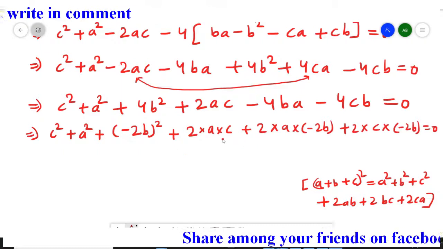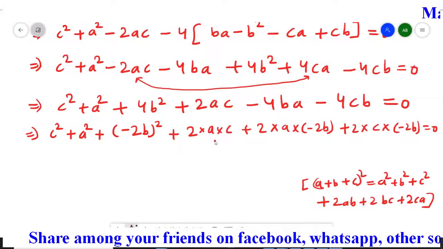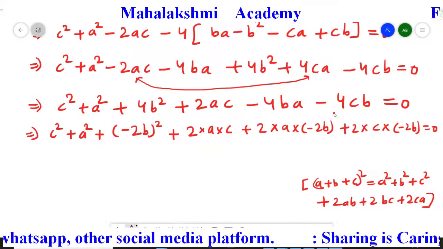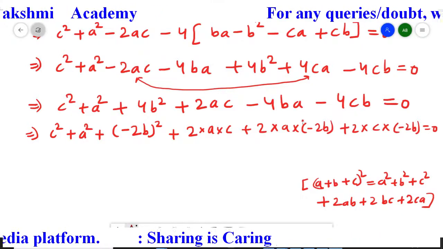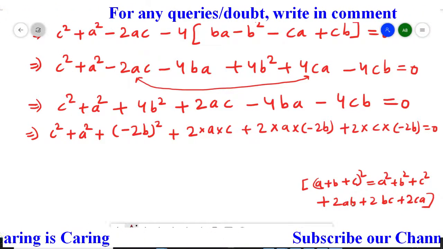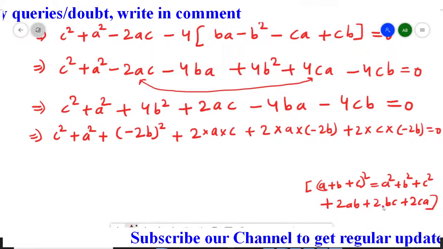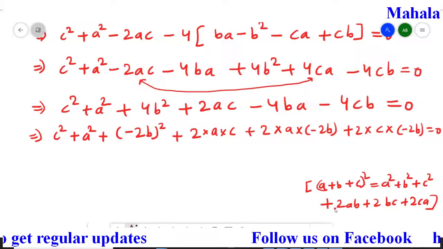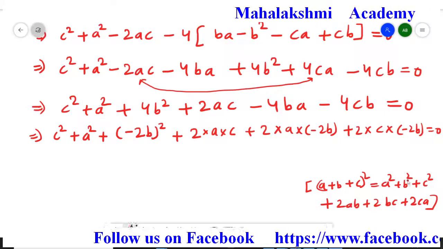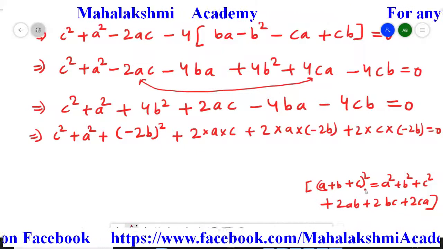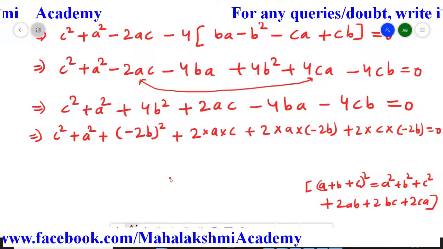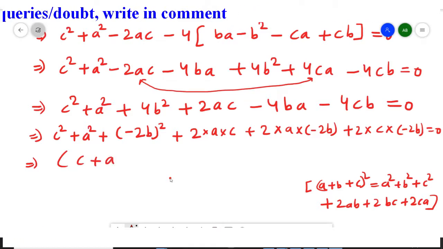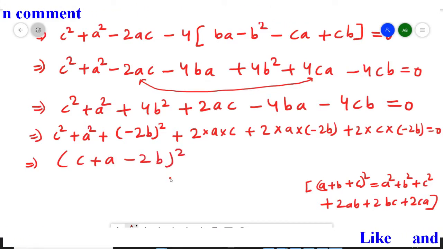Now just see here, I did not change them. 2 into a into c is 2ac. If you multiply it, you will get again minus 4ba, and if you multiply these three terms, you will get again minus 4cb. So the same terms I wrote in the form of 2ab, 2bc and 2ca. So since all these 6 terms are in the form of these 6 terms, the conclusion is that the answer of these 6 terms is a plus b plus c whole square. So we are going to write here c plus a minus 2b whole square equal to 0.